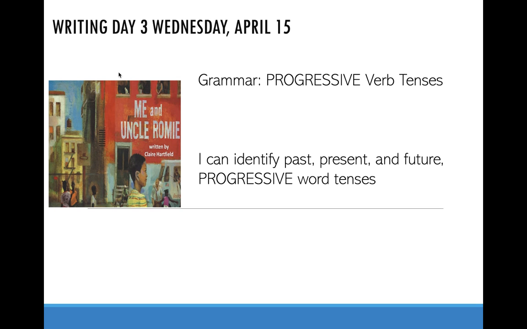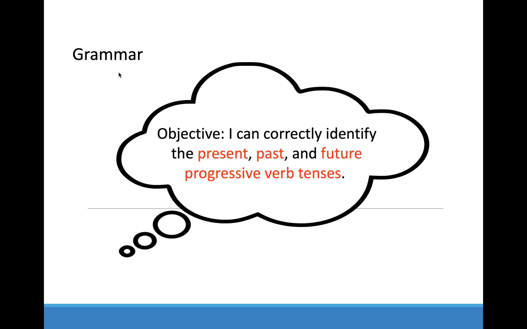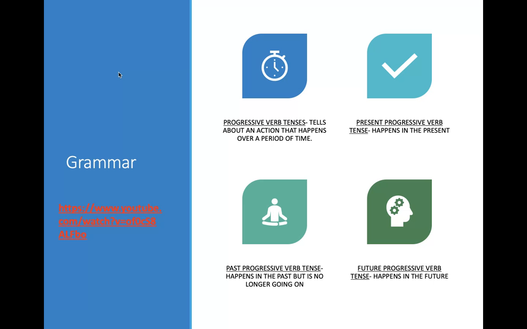So what are progressive verb tenses? I can identify past, present, and future progressive verb tenses. Okay, and here's your objective of today. I can correctly identify the past, present, and future progressive verb tenses. Well, what's a progressive verb tense? Okay, progressive verb tenses tell about an action that happens over a period of time.